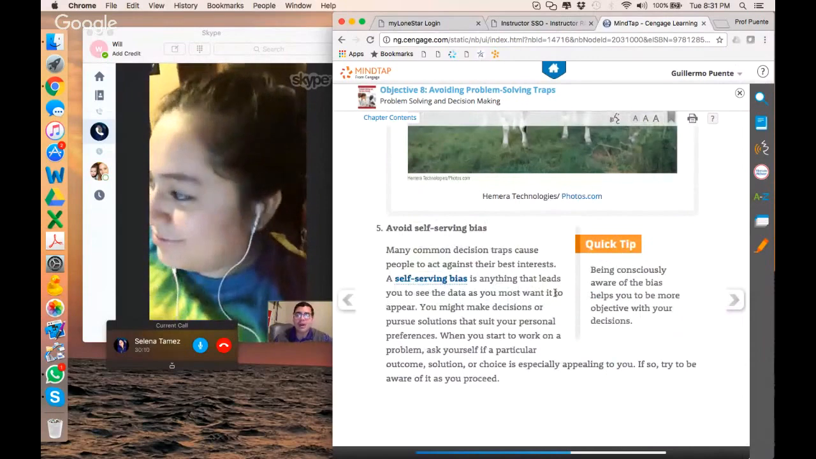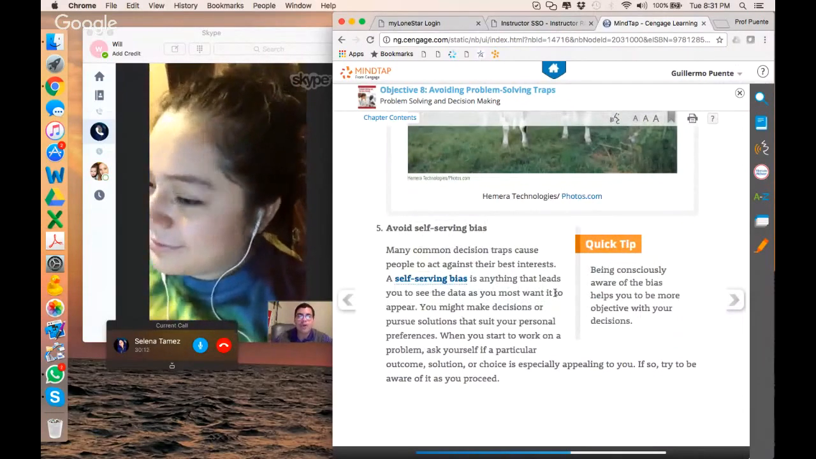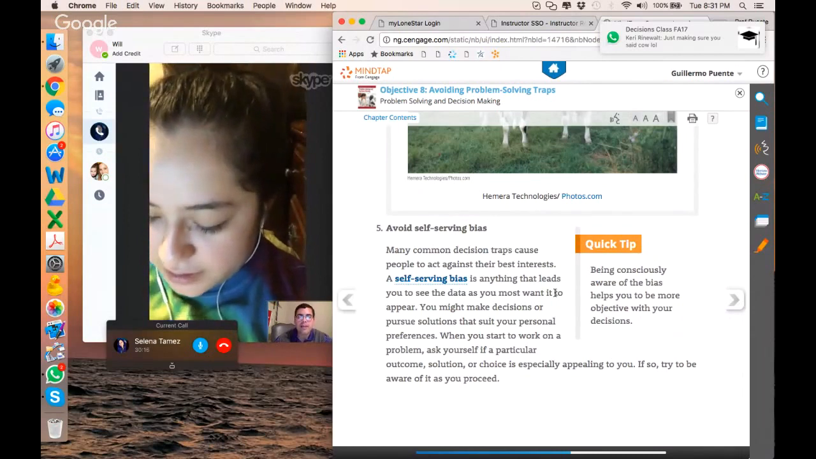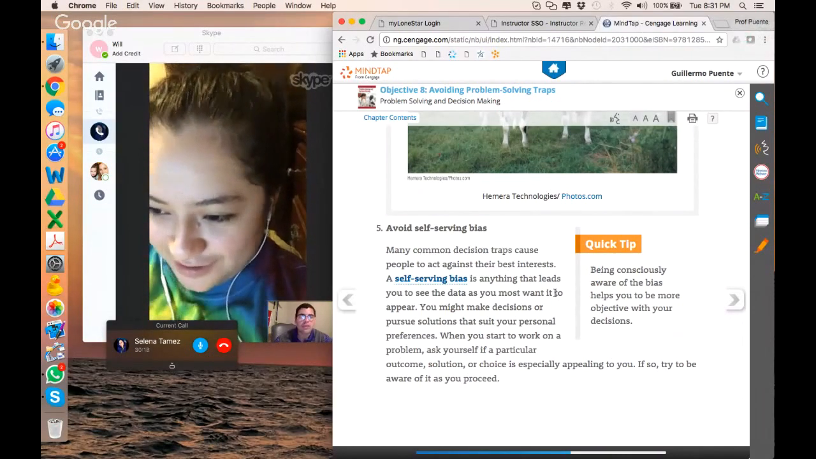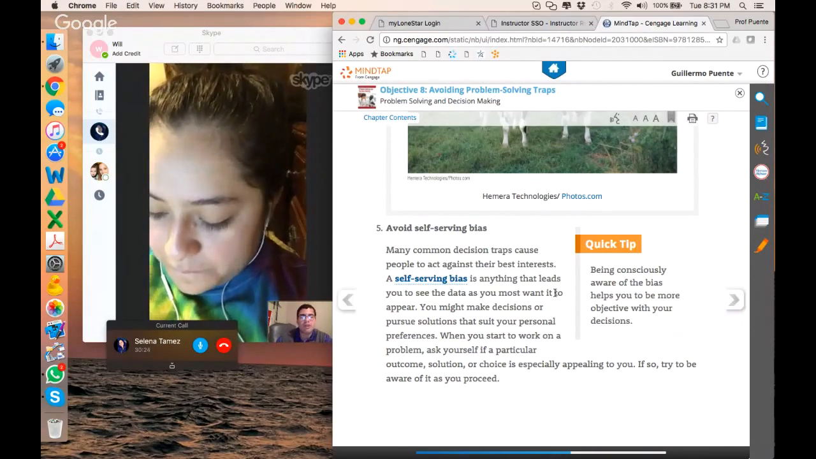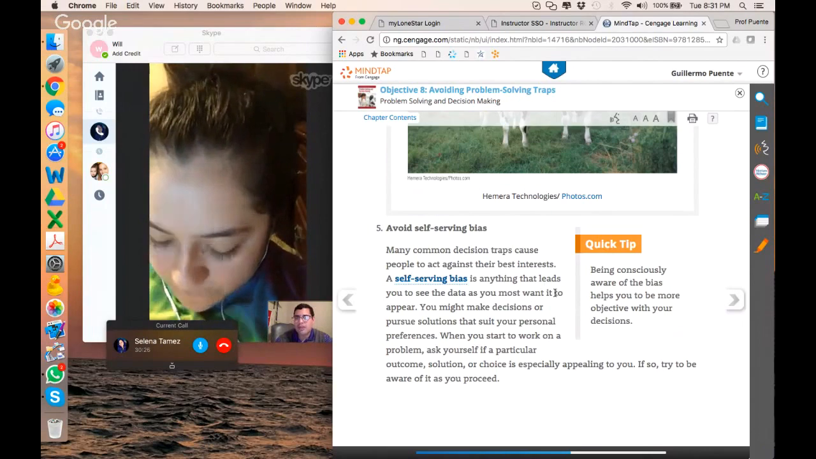And then the last one, I'll finish with this one. It's called avoid self-serving bias. Many common decision traps cause people to act against their best interests. A self-serving bias is anything that leads you to see the data as most you want it to appear. It's actually something called affirmations.